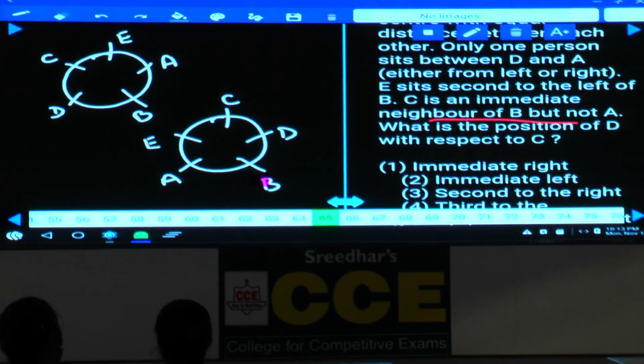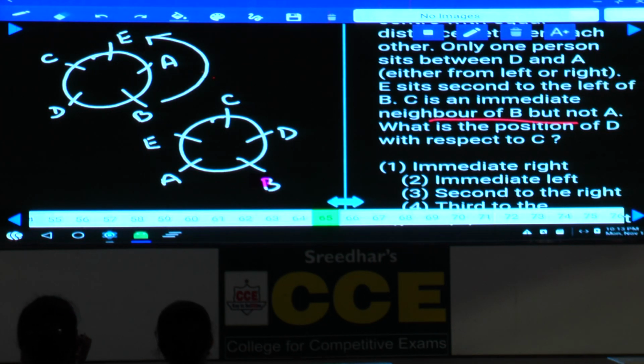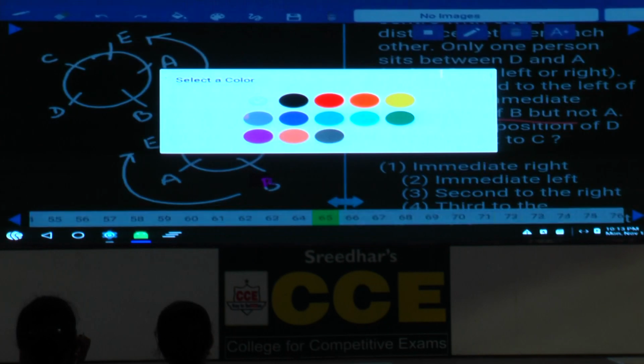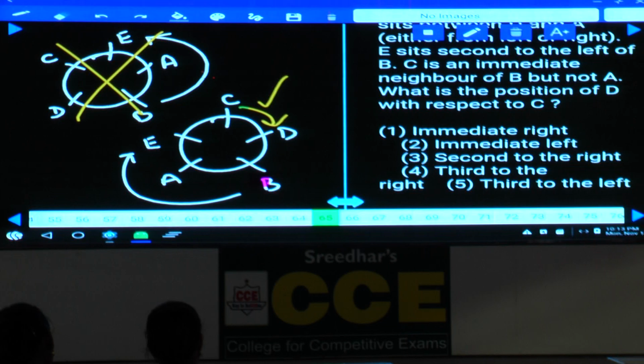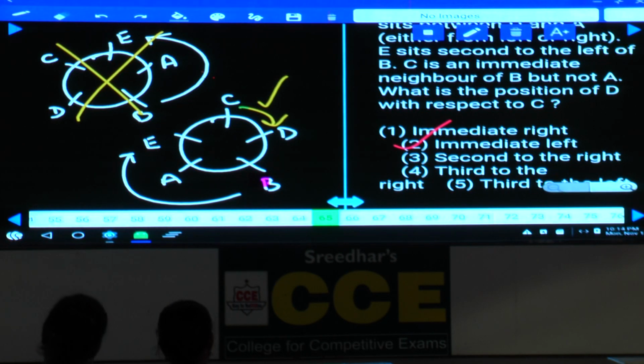Then, again, E sits second to the left of B. Here, in this case, E is seated second to the right of B. Here, E sits second to the left of B, and the first case got invalid. Now we are left with this one. Then, what is the position of D with respect to C? D with respect to C, immediate left. Immediate left, that is given which choice? Immediate left hand side, that is choice 2 is the answer. 65 is choice 2.